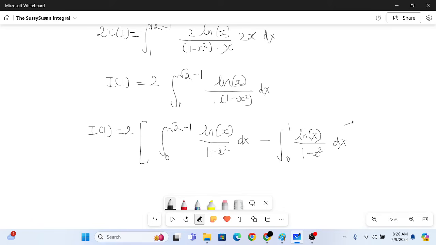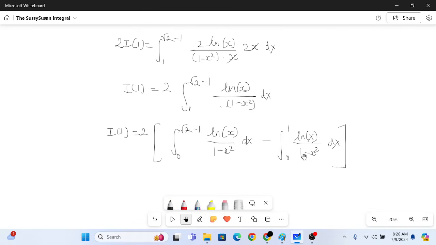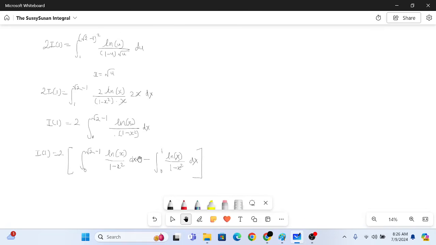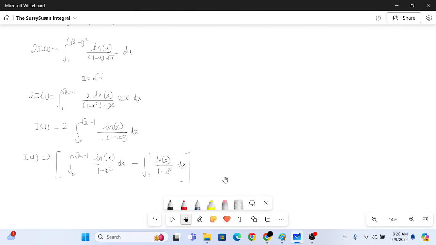Now the good thing is, if you just notice that the second expression is just a standard result, that will make our life easier. So let me show you how this is a well-known result. The second integral is pretty easy to evaluate, but this first one might scare us a bit. So let me show you the second one: integral from 0 to 1 of ln x by 1 minus x square dx. Let me try to solve this.